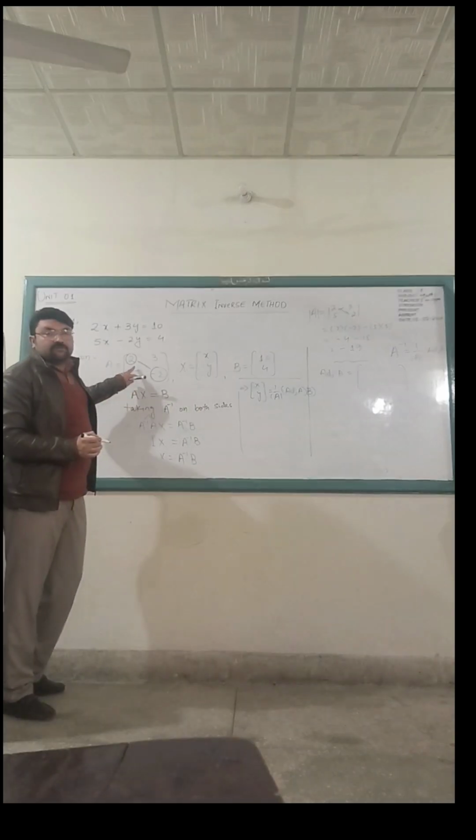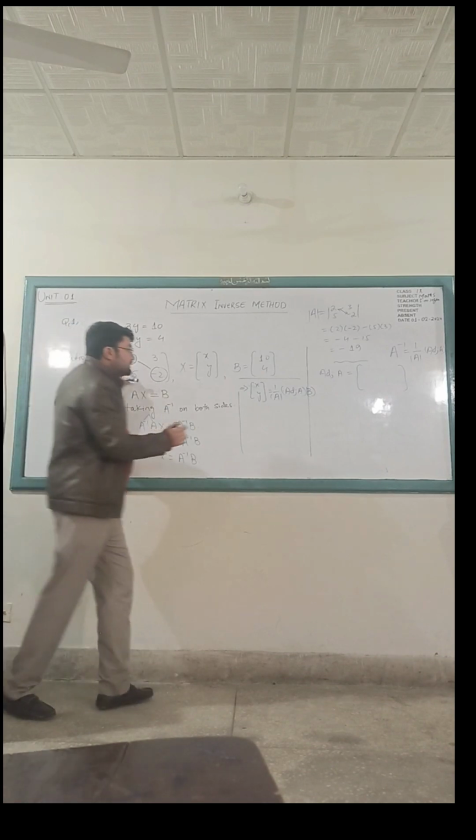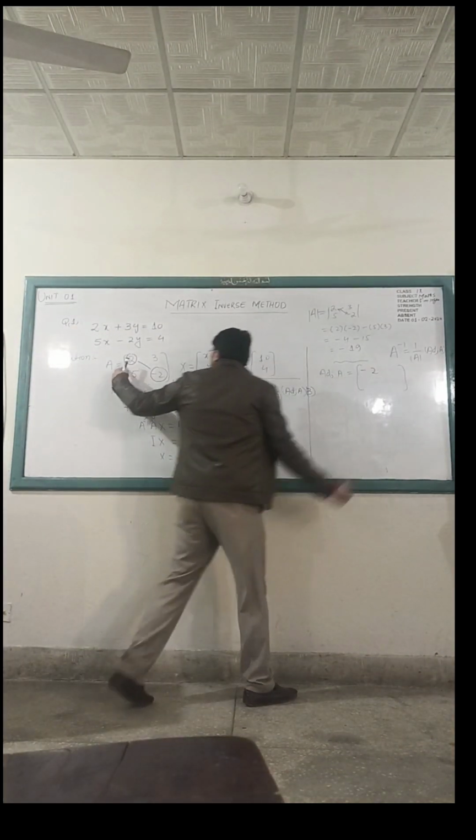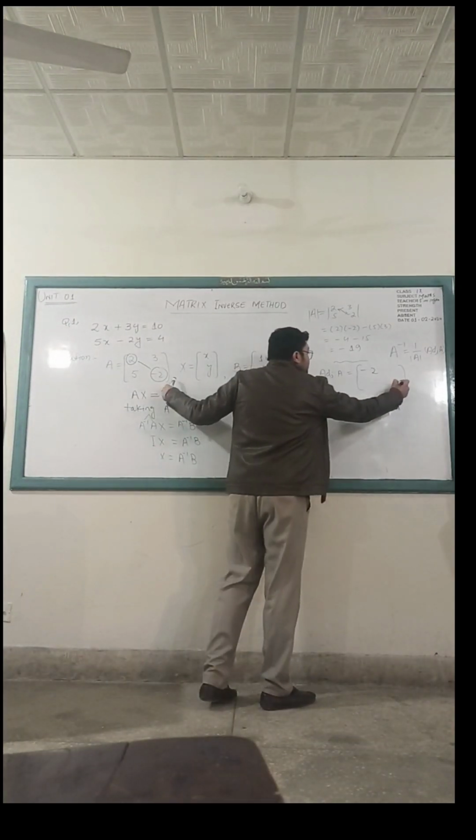We will change the position of these two entries. This minus 2 will come from this position to this position. It will become minus 2, and this 2 will move from this position to this position. It will become just 2.